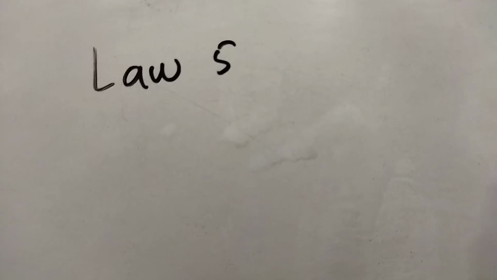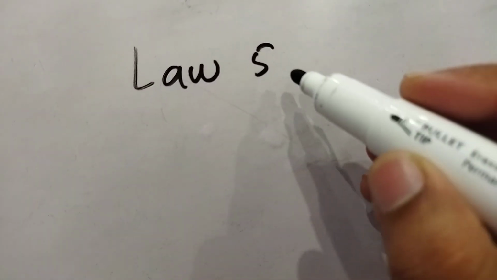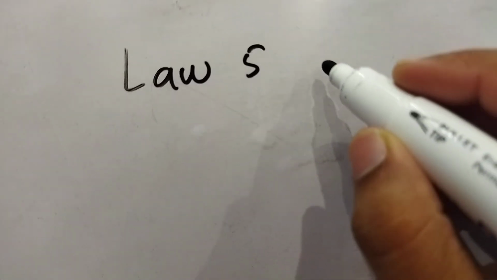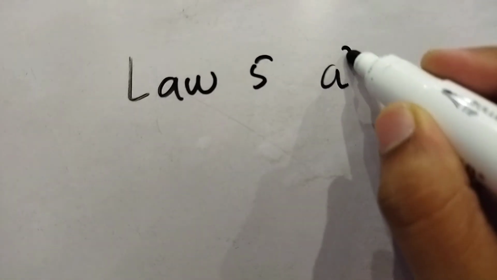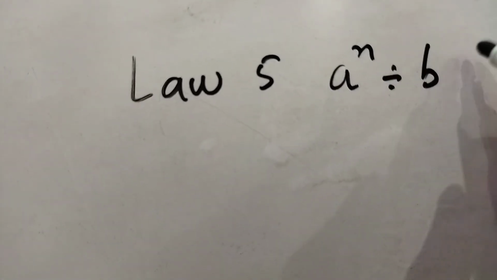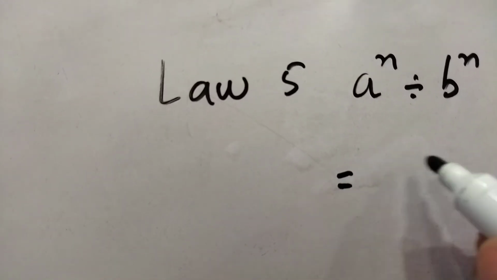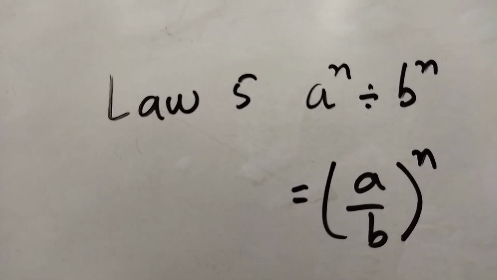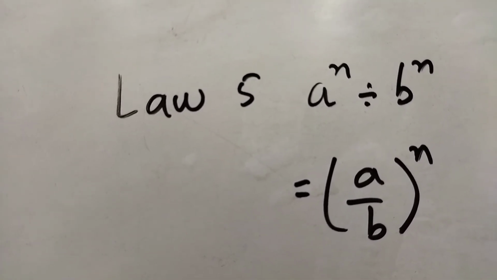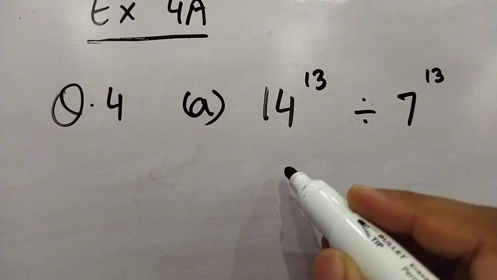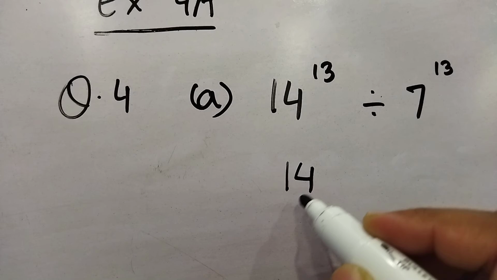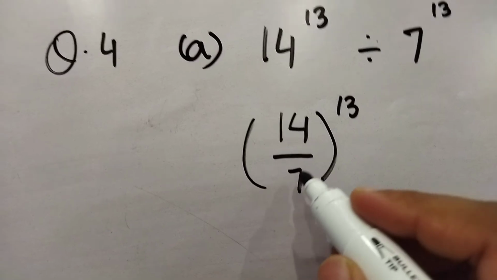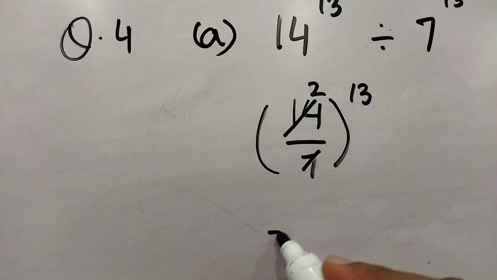For multiplication, we had law number 4, and now for division, when we have different bases with the same powers, we have law number 5, which says that if a raised to power n is divided by b raised to power n, all we need to do is divide a by b, keeping the power as n, only if b is not 0. So we'll apply law number 5, which says divide 14 by 7, keeping the power as 13. So 7 ones are 7, 7 twos are 14. The answer would be 2 raised to power 13.